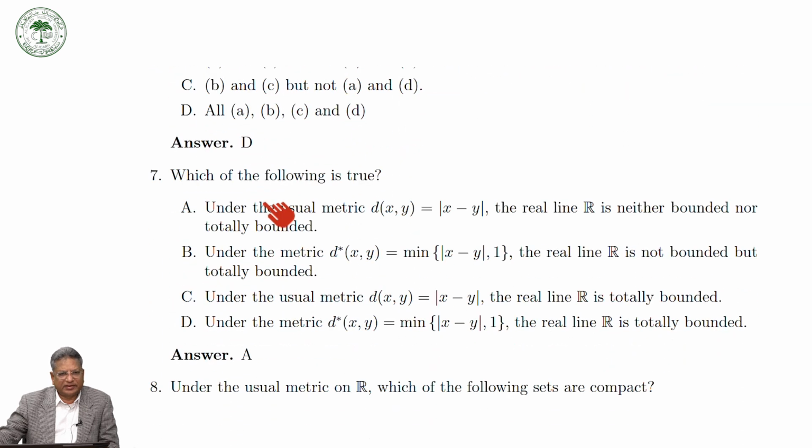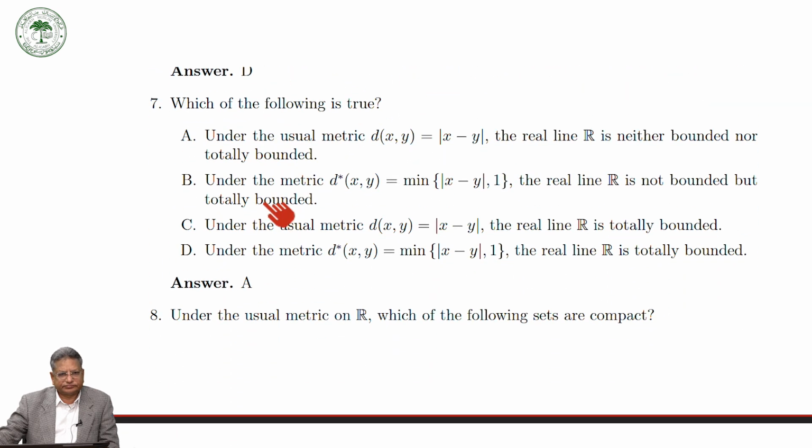Let's take the next one: which of the following statements is true? Let's see the statements. Under the usual metric d(x, y) equal to |x minus y|, the real line is neither bounded nor totally bounded. Yes, the real line is neither bounded nor totally bounded, as we have seen in my previous talk.